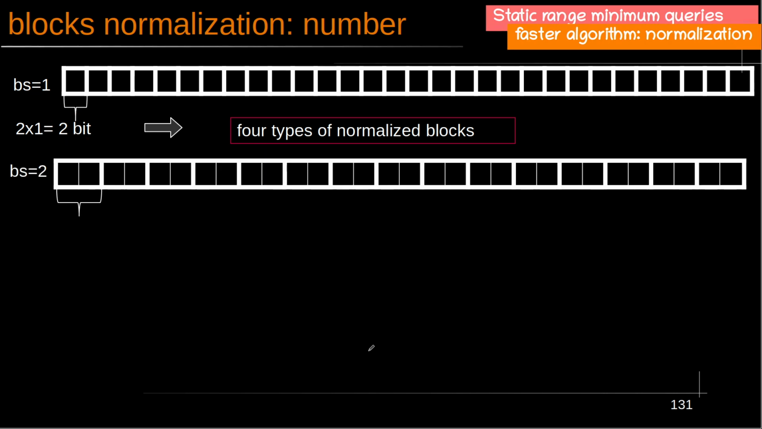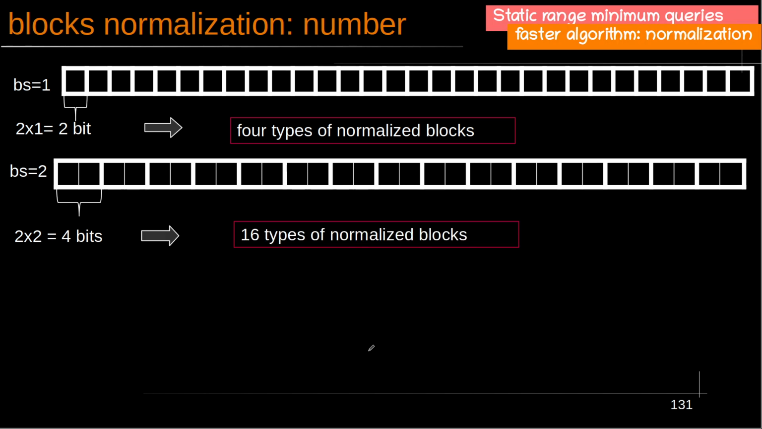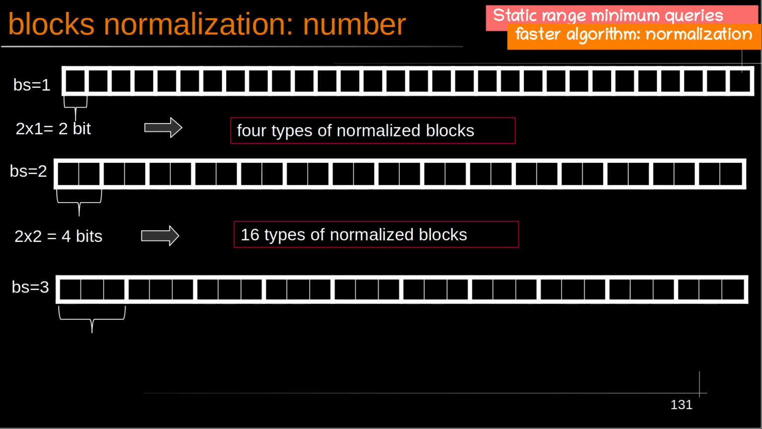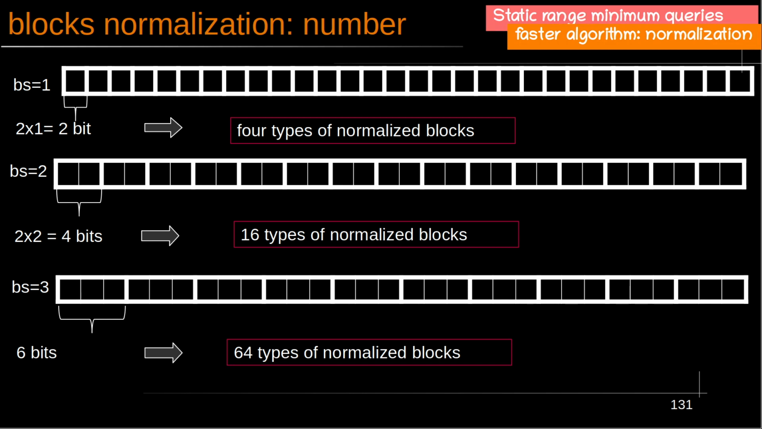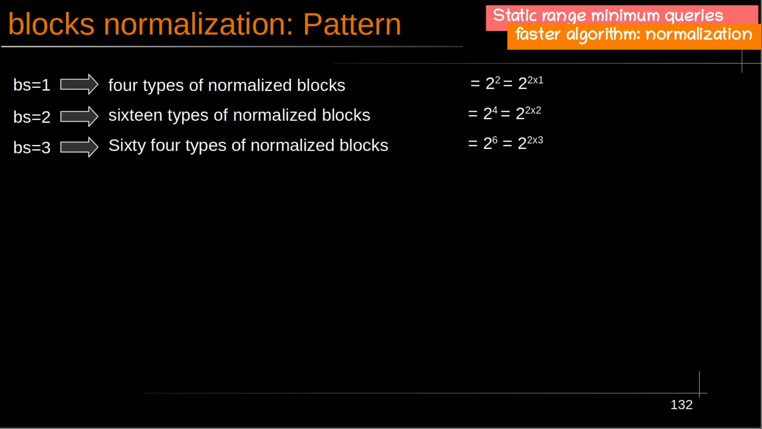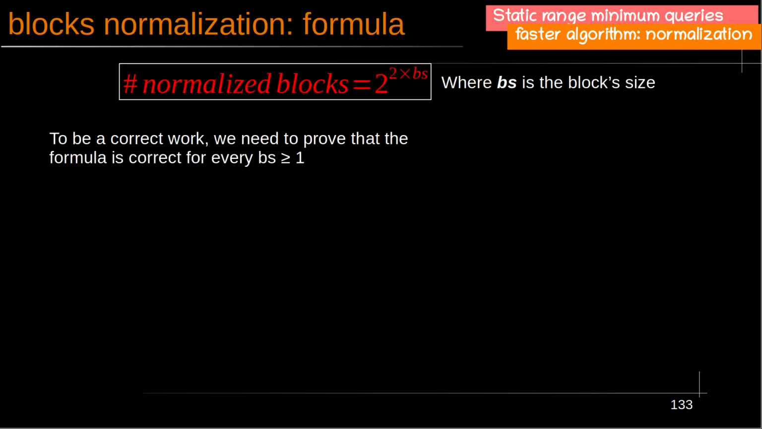What if I have blocks of size 2? I can get 2 times 2, so 4 bits. So I can get 16 types. For blocks of size 3, I can get 64 types of normalized blocks. So we have a pattern. If the block size is equal to 1, we have 4, which is 2 power 2 times 1. For 2, we have 2 power 2 times 2. For 3, we have 2 power 2 times 3. In general, if my blocks are of size BS, the number of normalized blocks, or number of types, is 2 power 2 times BS.